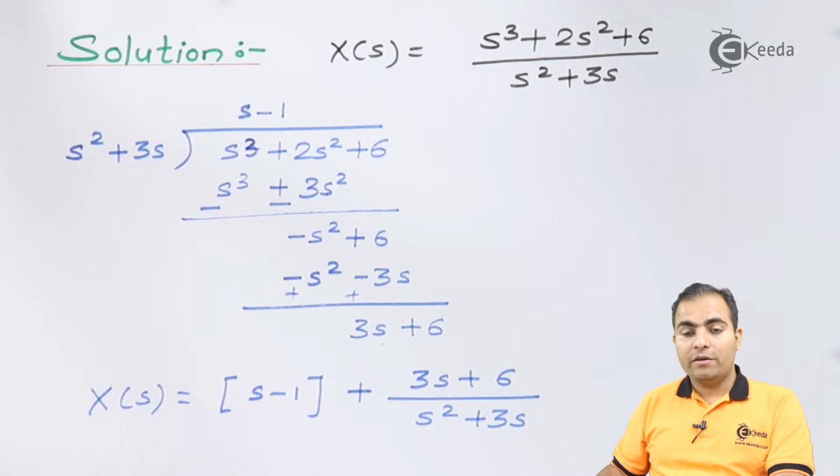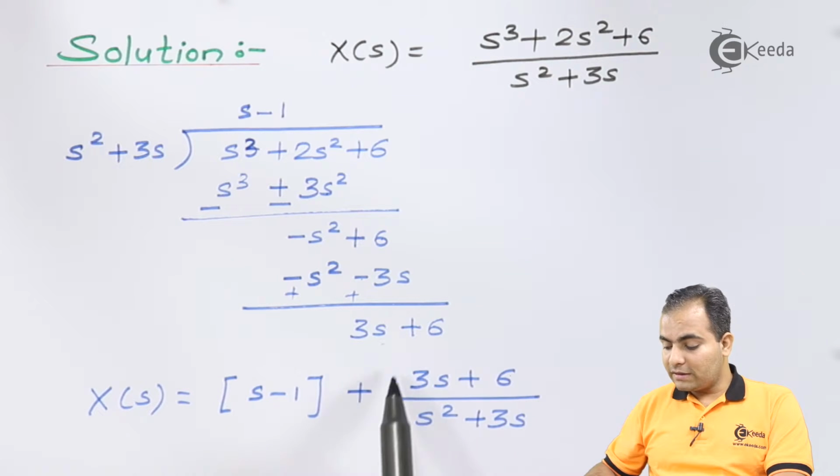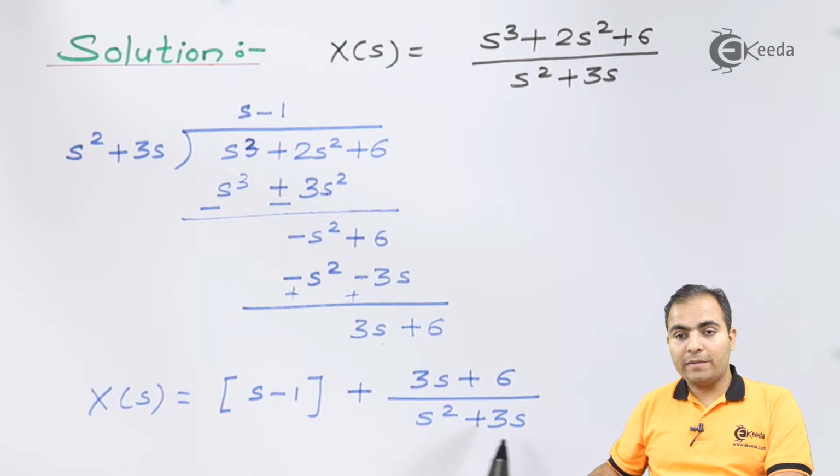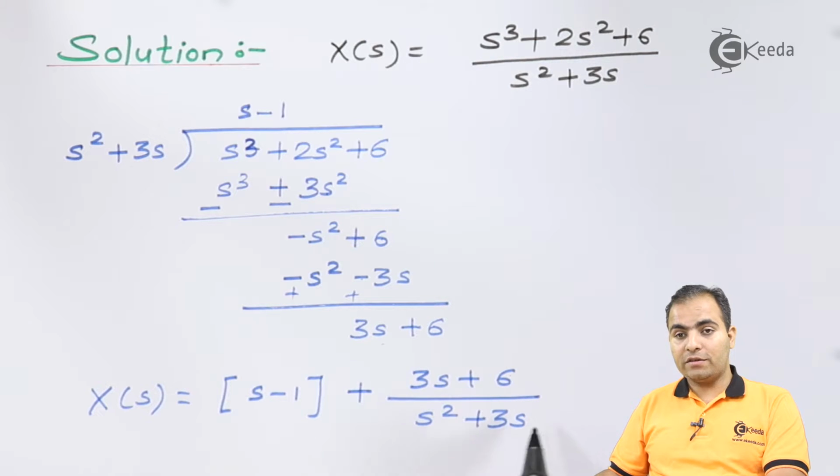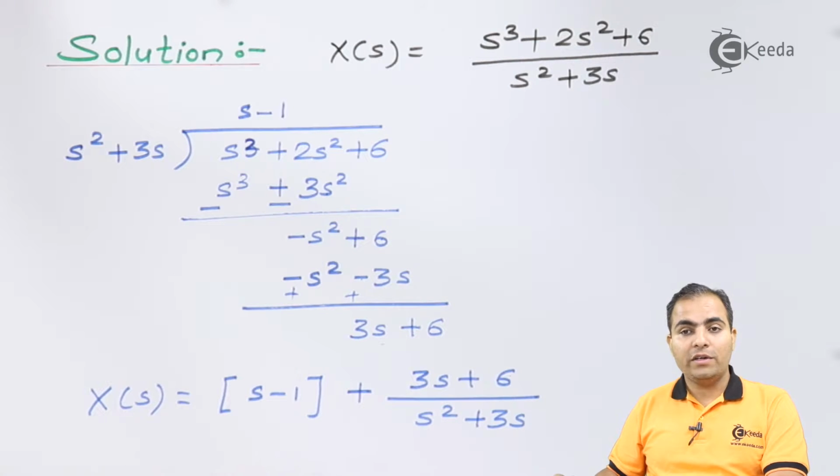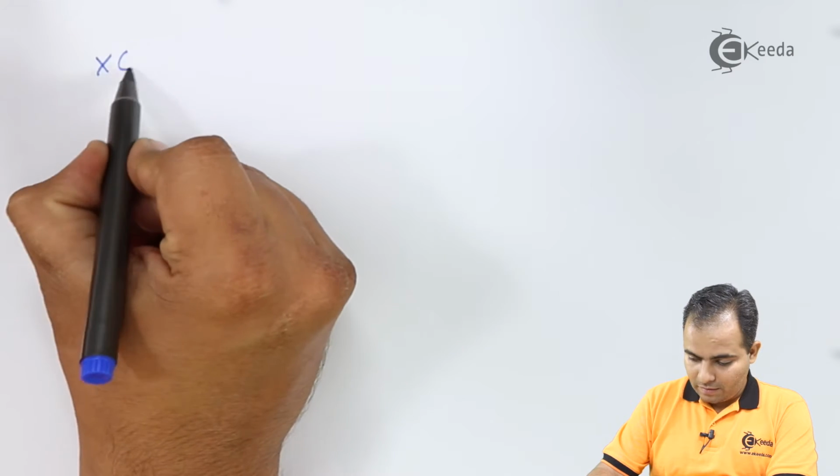But first of all, what I will do, I'll replace this 3s plus 6 divided by s square plus 3s by a different function, because we want to find out the inverse Laplace transform, but for that we have to find out the partial fraction or the variable values. So first of all, we'll find out the partial fraction and the variable values, then we'll move on to inverse Laplace transform.